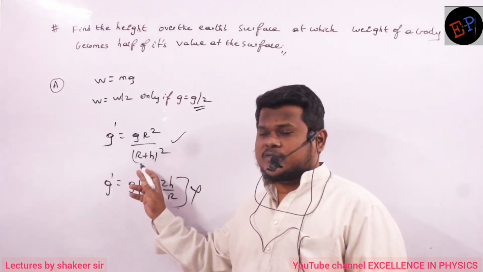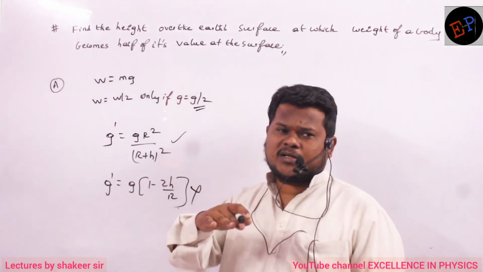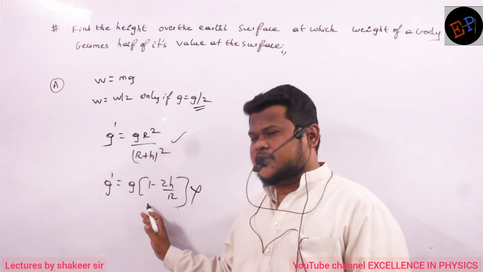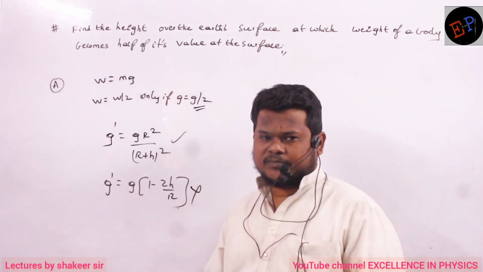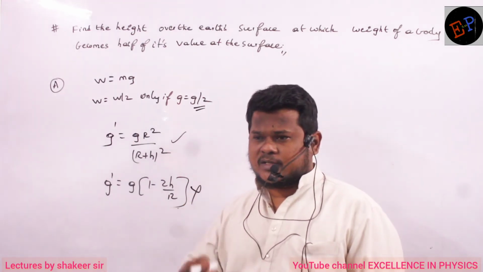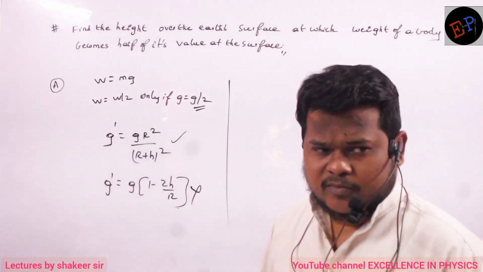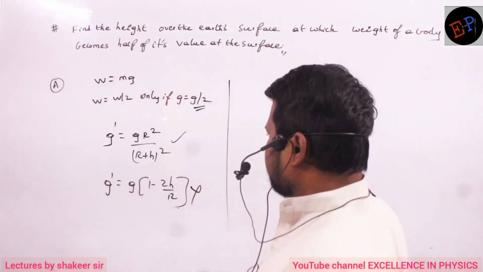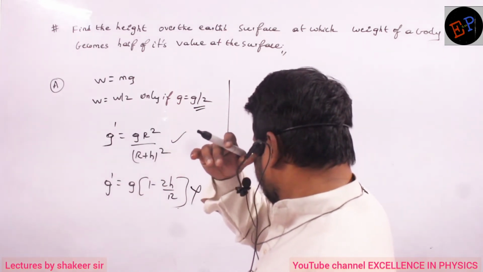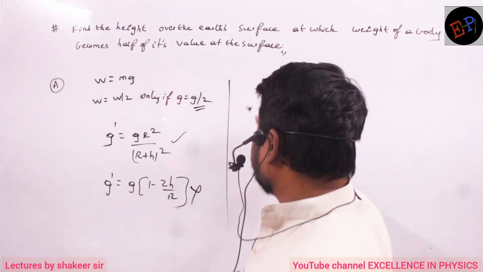And this is the equation which you can consider for any heights, smaller heights or bigger heights. But this is only for smaller heights only. You have to select the equation based on the question. According to the question, you are supposed to select the equation. So therefore, substitute here. So h value I have to calculate now.